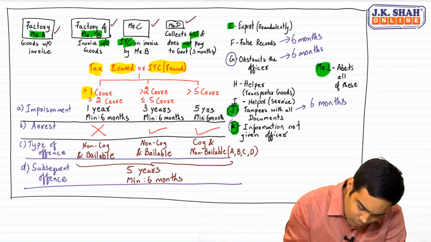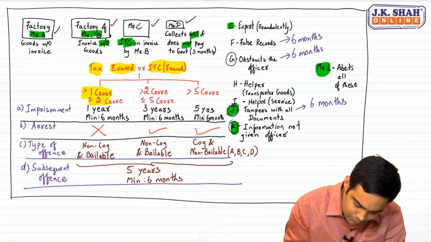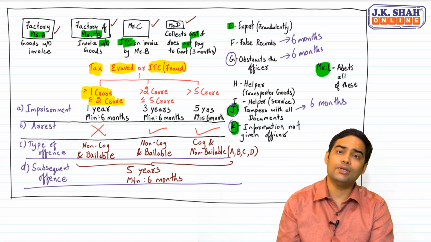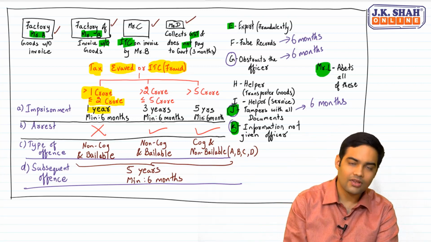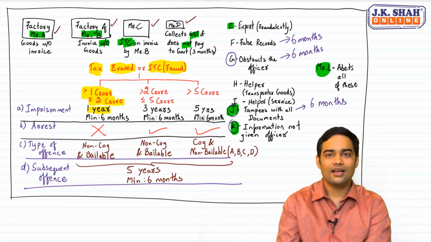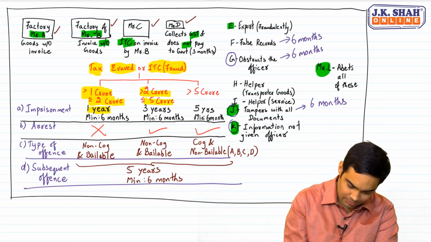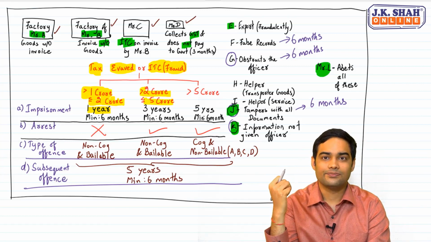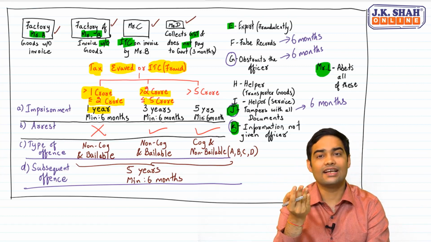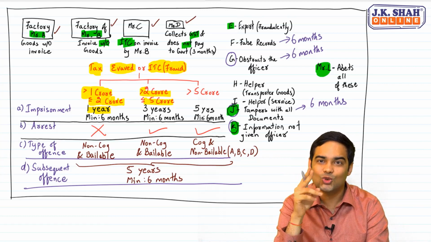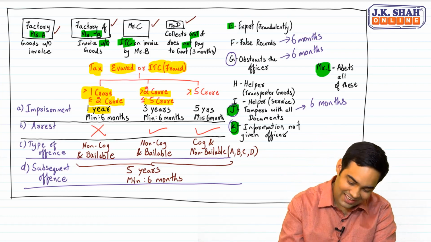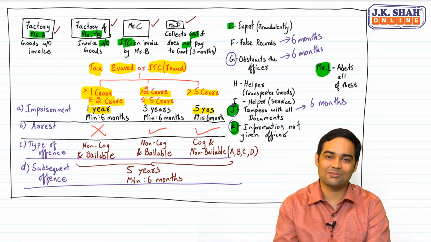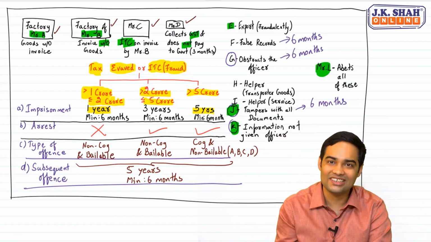If it is more than 1 crore but up to 2 crore, imprisonment can be for 1 year. 2 crore minus 1 crore. If it is more than 2 crore but up to 5 crore, 3 years of imprisonment, very clearly provided, 5 minus 2, that is 3 years. More than 5 crore, 5 years. And in all the 3 cases, minimum 6 months. So 5 crore minus 0, obviously 5.